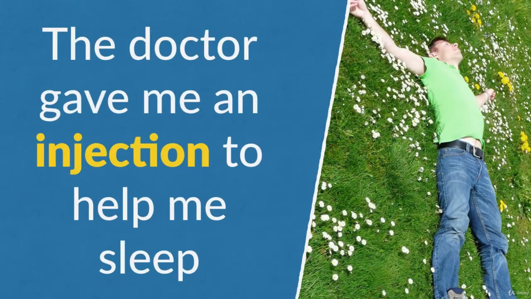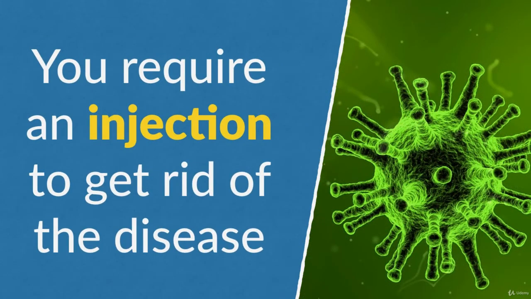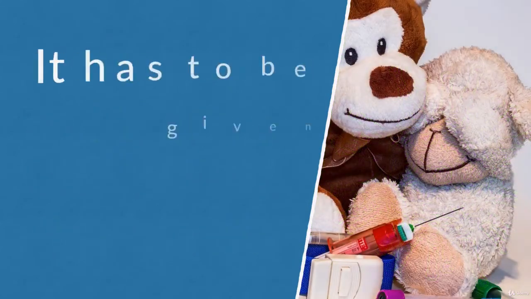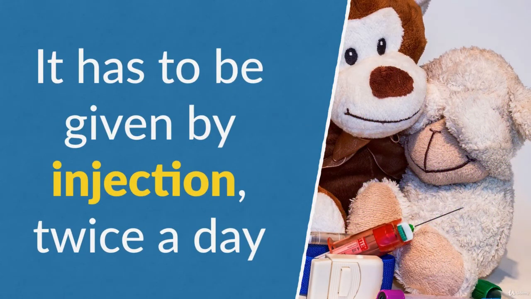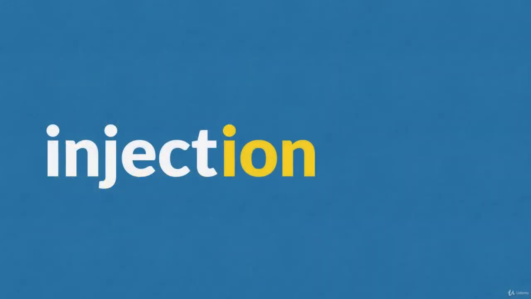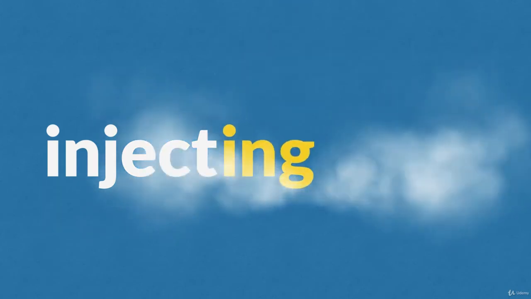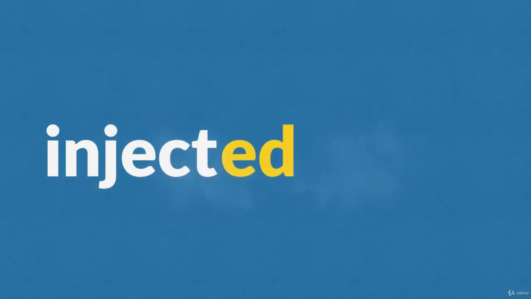The doctor gave me an injection to help me sleep. You require an injection to get rid of the disease. It has to be given by injection twice a day. So injection comes from the verb inject. So as its verb: injects, injecting, injected.